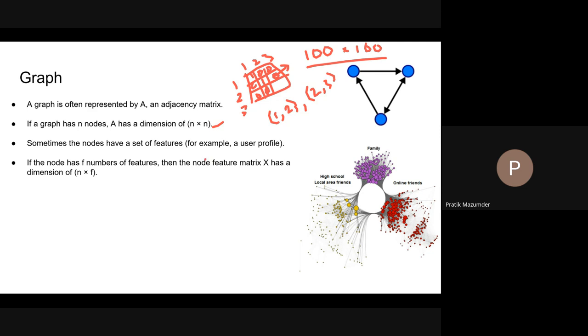So if you have nodes and you now have also a set of features, you'll have something called a node feature matrix, which will have a dimension of N cross F. N is the number of nodes that you have, and F is the dimension of the features that you are storing for every node.